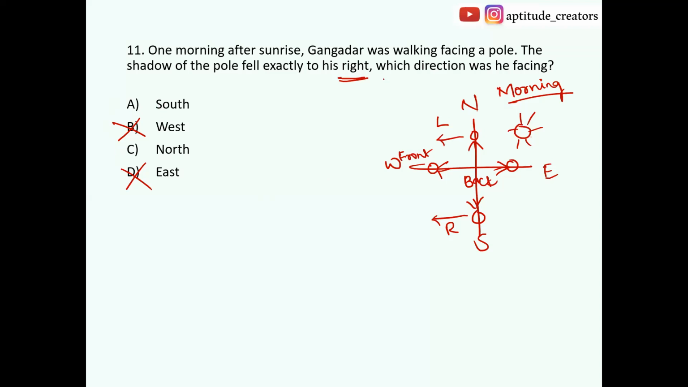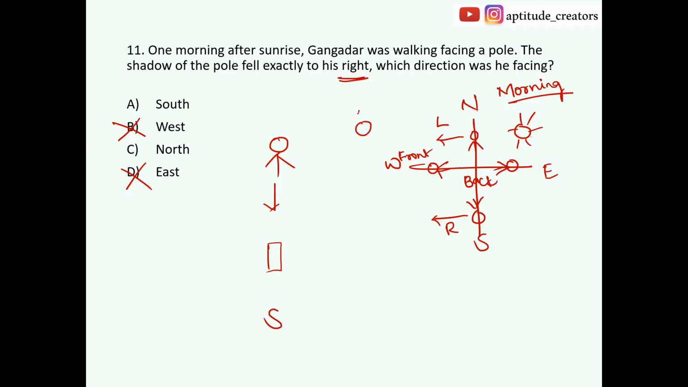Now here Gangadhar is walking facing a pole. The shadow of the pole falls exactly to his right side. If the person is facing towards the south direction, both are facing towards each other. Facing a pole means the pole and the person face each other. Now, let us assume I am facing the south direction. My shadow will fall on my right side or left side?